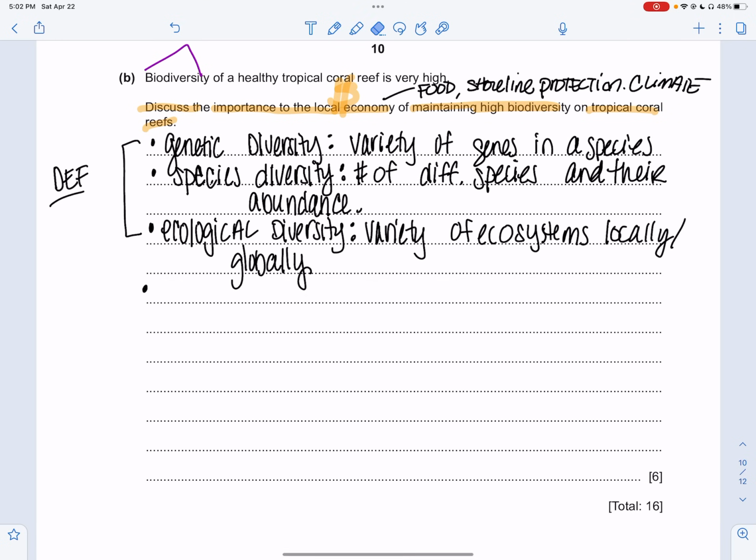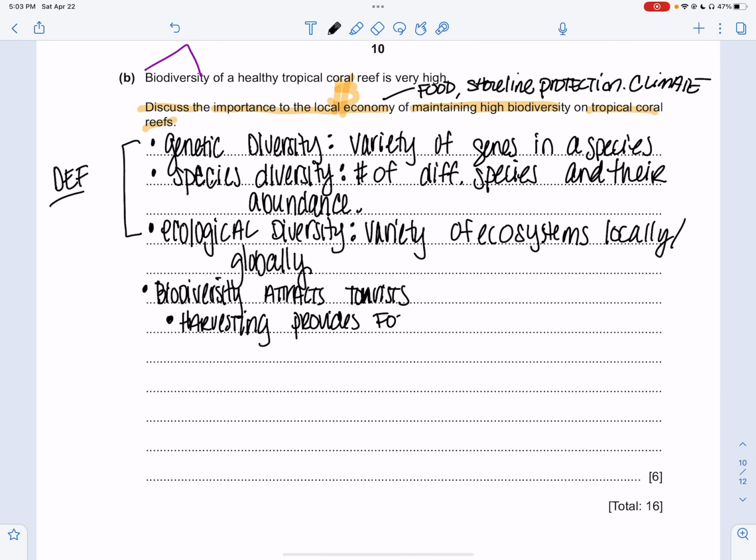Okay, so biodiversity. And these are questions definitely worthwhile to go over because they're very easy. Attracts tourists. If you're in ACE environmental, you could definitely piggyback on some of these for sure. All right. Harvesting, so fishing, taking them out. Provides food sources.